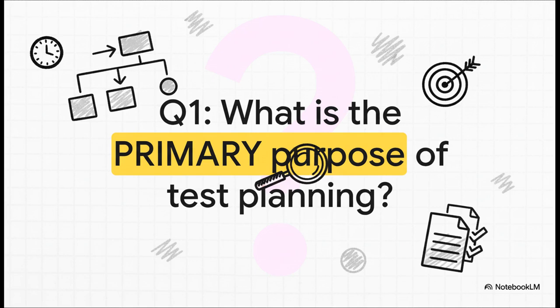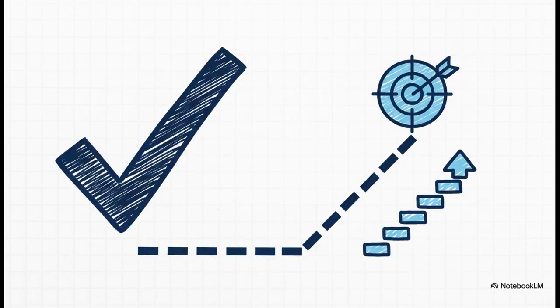Which of the following is the primary purpose of test planning? Is it A, to write all test cases up front, B, to define objectives and the approach to achieve them, C, to hire the test team, or D, to report bugs to developers? Think back to that definition we talked about. And the correct answer is B, to define objectives and the approach to achieve them.